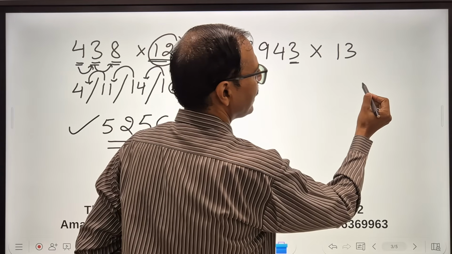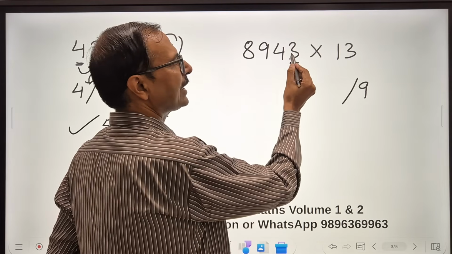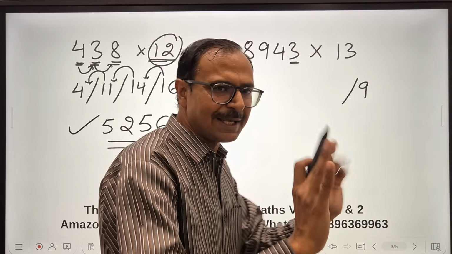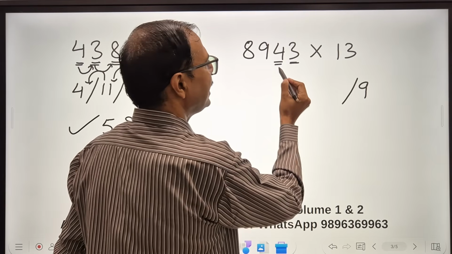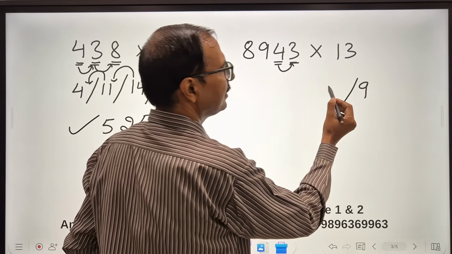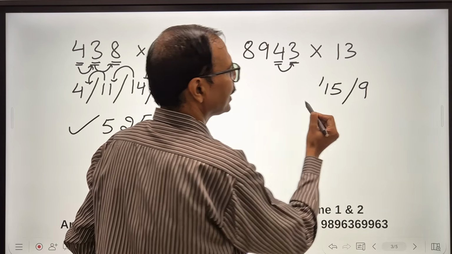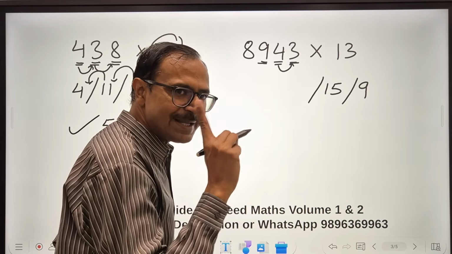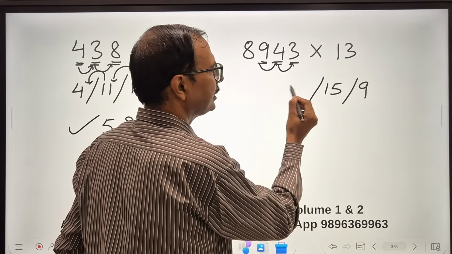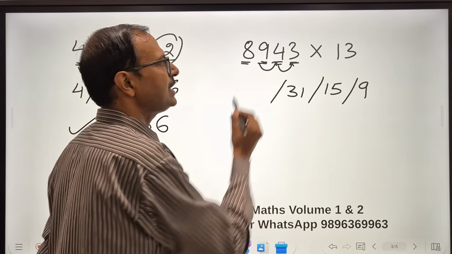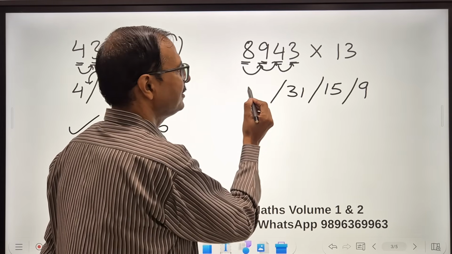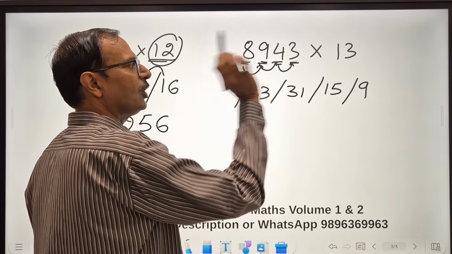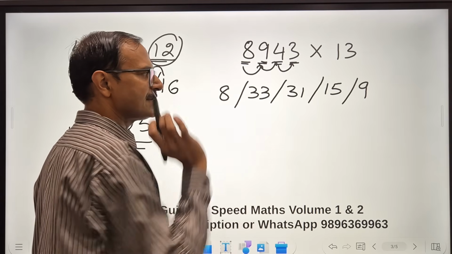3 times 3, 9. Now there is no number on the right of 3, right? So just 9. Then 4 times 3 is 12. Then add the next one. 12 plus 3 is 15. Likewise 9 times 3, 27. Plus 4, 31. 8 times 3, 24. Plus 9, 33, right? And finally we have done all the digits, so 8 will come as it is here.